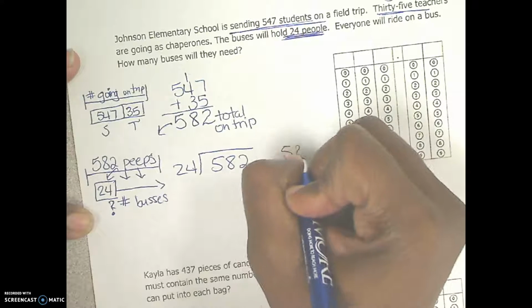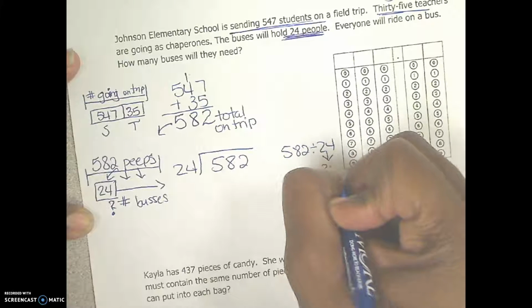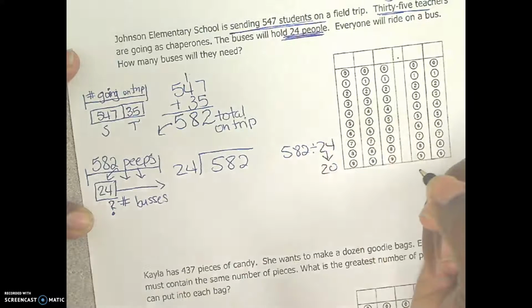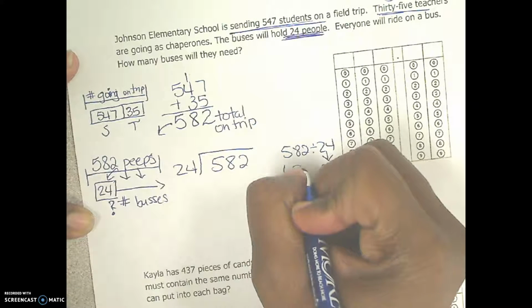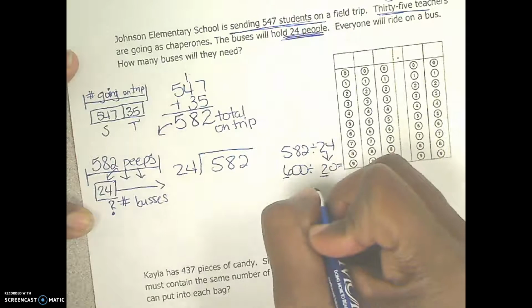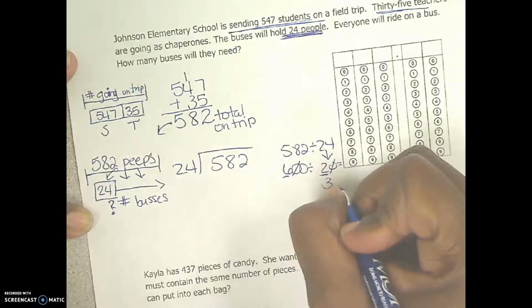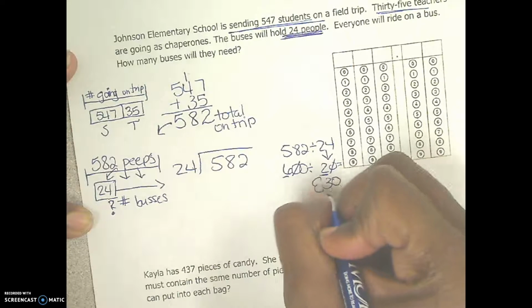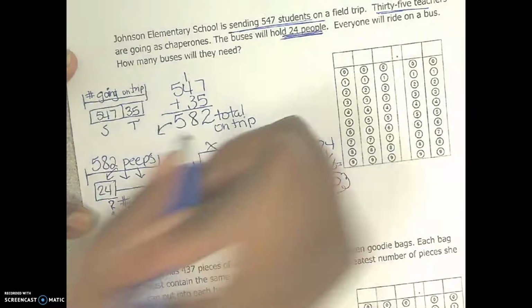And I'm going to do my quick estimation. 24 rounds to 20. I can take this number and round it to, you got it, 600, because 2 will go into 6 evenly. How many times? 3. Annex a 0, take 1 from there, and my answer should be close to 30 buses. My goodness. So we should have close to 30 buses.